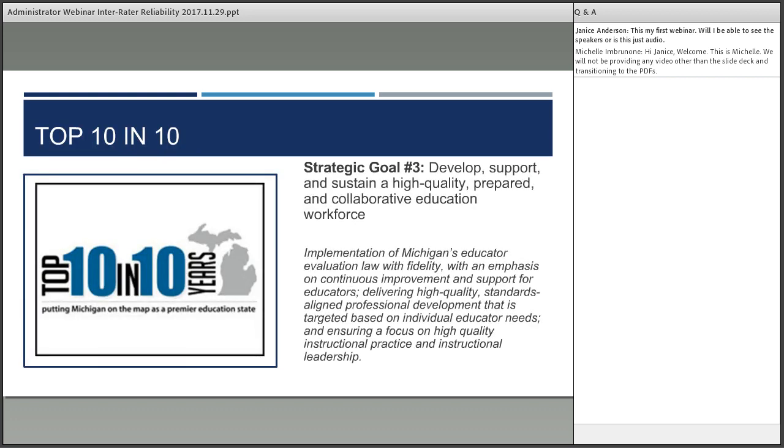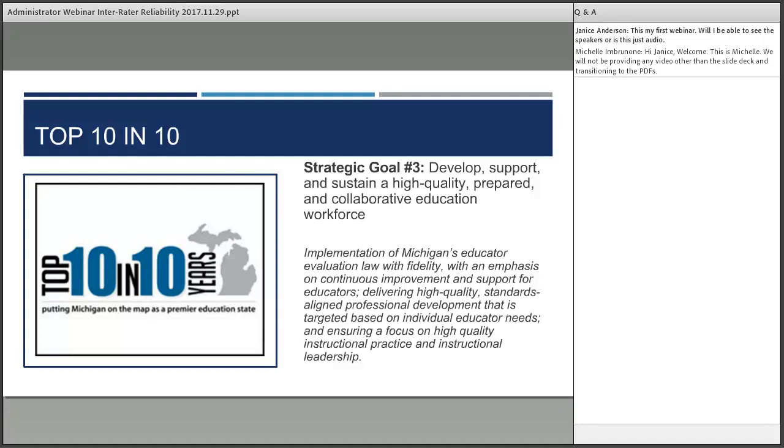Okay, thank you. Just as your school and district have strategic plans, at MDE we also have a strategic plan. It's called the Top 10 in 10. This is our state's collective effort to implement strategies that will help our state be a top 10 education state in the next 10 years. Our work today really focuses around strategic goal number 3, which is supporting a high quality, prepared, and collaborative workforce. Really focusing on continuous improvement through professional development and effective instructional leadership.